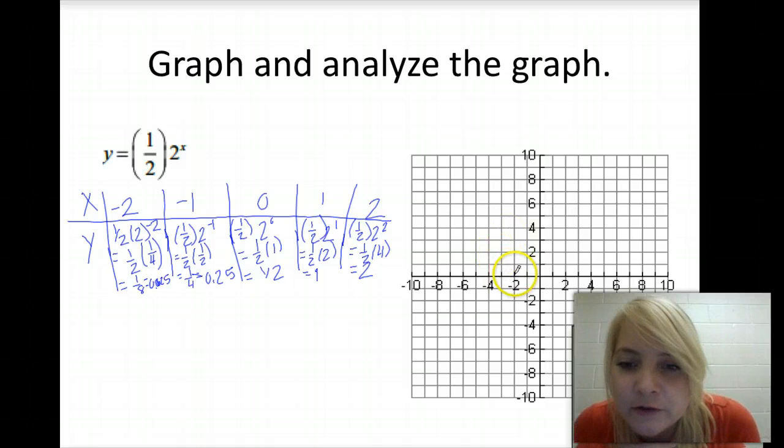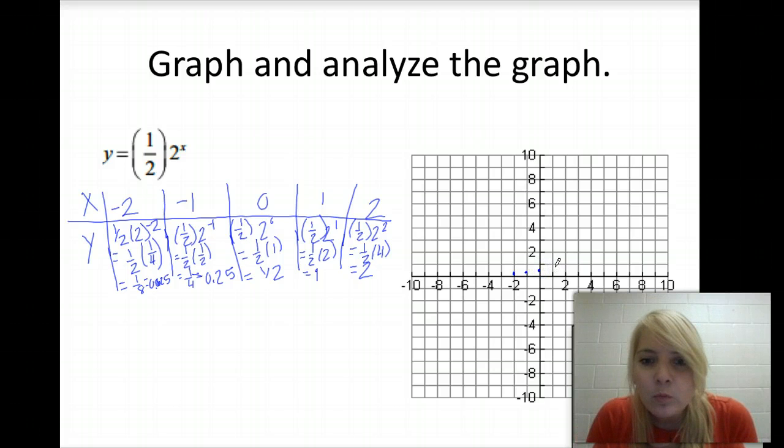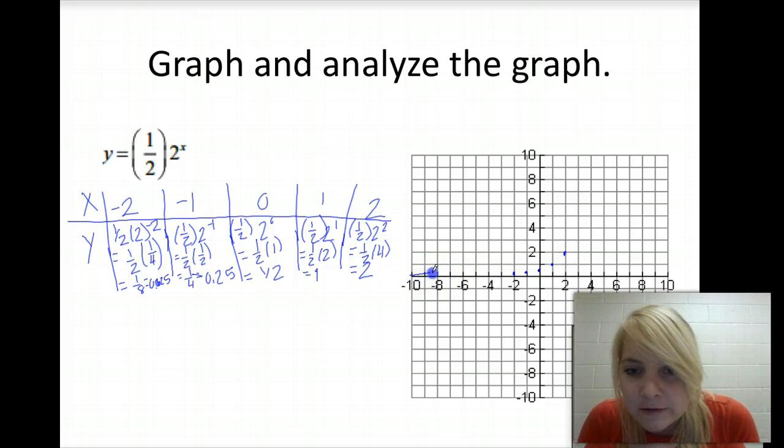So we have -2, 0.0625, so right above there. Then -1, 0.25, then 0, 1/2, 1, 1, 2, 2. Once again, connect those with a smooth curve.